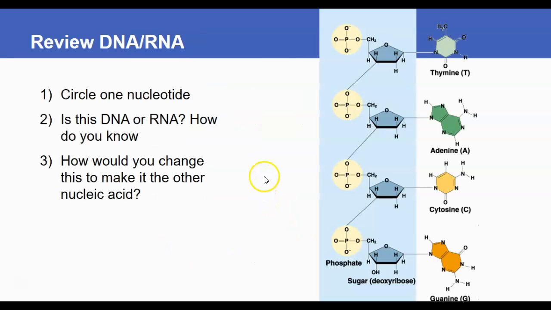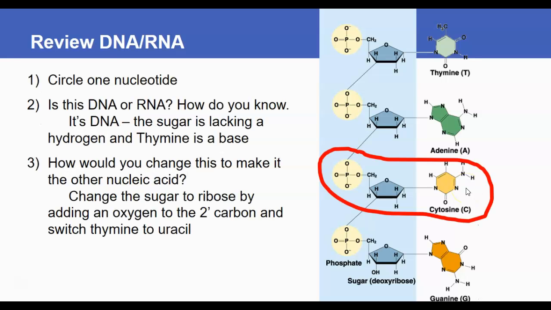And now you can give yourself a little quiz. Again, can you identify one nucleotide? Do you know if this is RNA or DNA? And then what would you change? So of course, one nucleotide, it's going to have the phosphate group from the 5' end. So the phosphate goes with the 5' end sugar. It's going to bond with that 3' carbon of the next sugar.